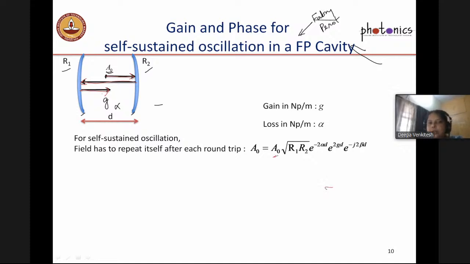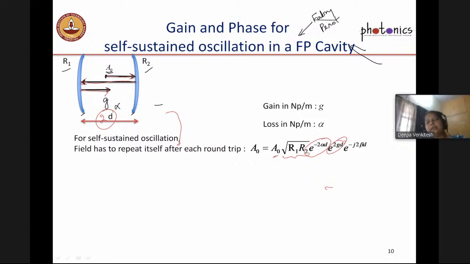It gets reflected at the two mirrors. The power reflection coefficients are R1 and R2, so the field reflection coefficient becomes square root of R1 R2. The field actually takes a round trip in the system, so the distance covered is 2d, which is why there is e power minus alpha 2d. Alpha is in Neper per meter, so the loss becomes e power minus 2 alpha d. Similarly, there is a gain, so there is e power 2gd, because this field also experiences the gain.